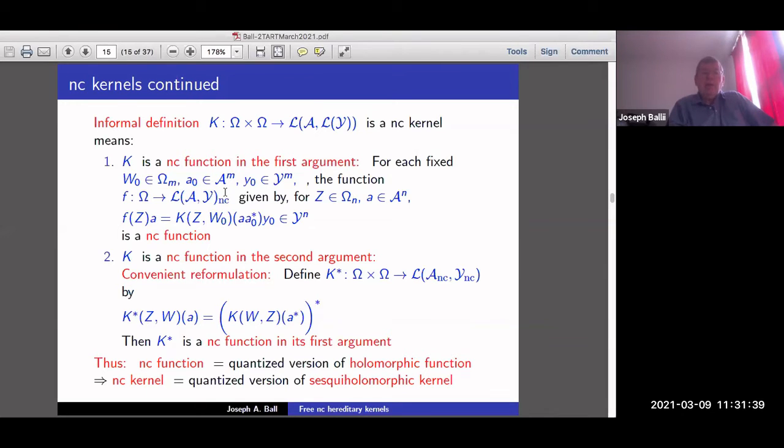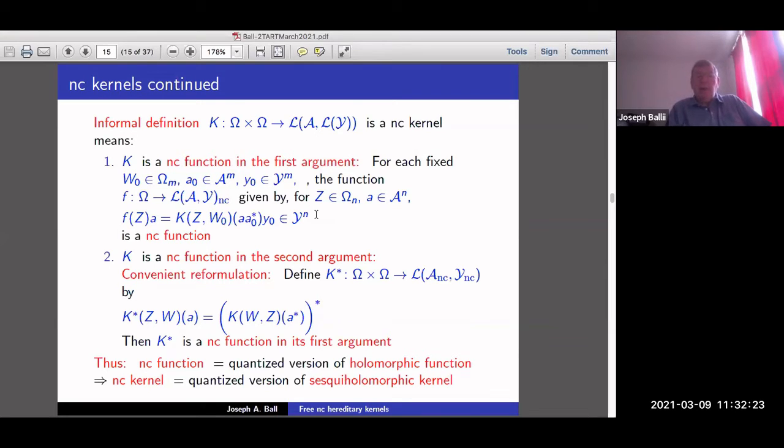And the formula is, given a Z in omega n, A in A^n, that's where it should be, then this formula gives you what it is. So you can check, this is a noncommutative function. So I use here that n by n matrices over L(A,Y) is the same as linear operators from A^n to Y^n. So you take A in A^n, you apply F of Z, Z was in omega n, the answer is in Y^n.